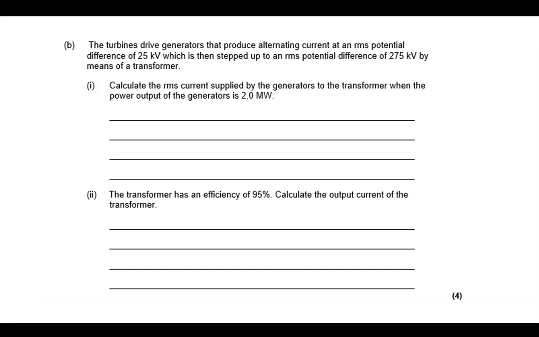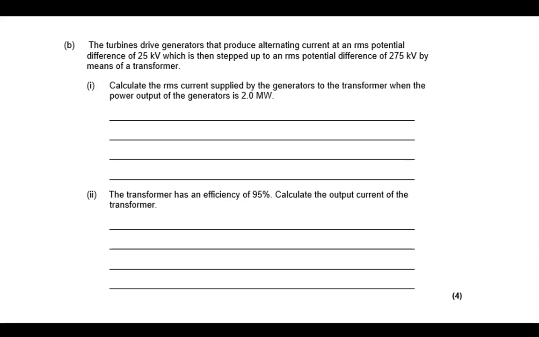We've got turbines driving generators that produce an alternating current at an RMS PD of 25 kilovolts, which is then stepped up to an RMS PD of 275 kilovolts by means of a transformer. First off, we've got to calculate the current supplied by the generators at 25 kilovolts with a power of 2 megawatts. And the second bit then, we're told the transformer has an efficiency of 95%, and we've got to calculate the output current of the transformer.